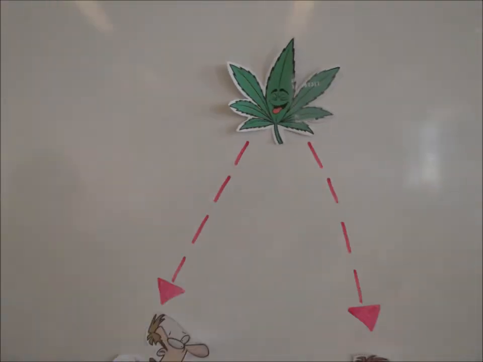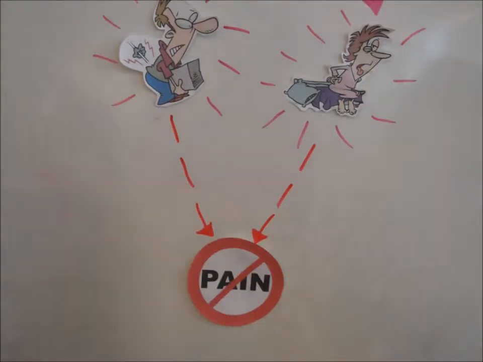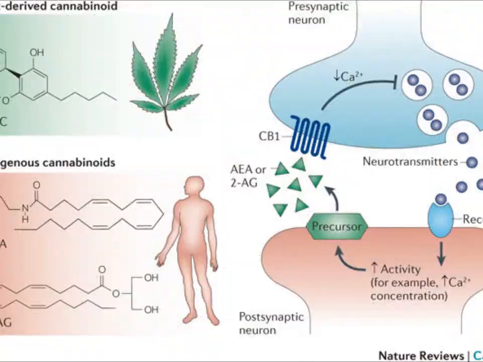Cannabis has been used for medicinal purposes for over 3,000 years, and it is now widely accepted that the cannabinoid receptor agonists have antinociceptive and antihyperalgesic effects at spinal and supraspinal levels seen in chronic and acute pain models.